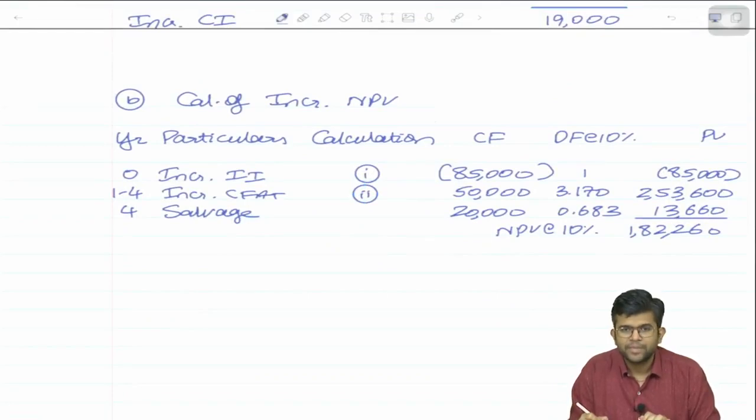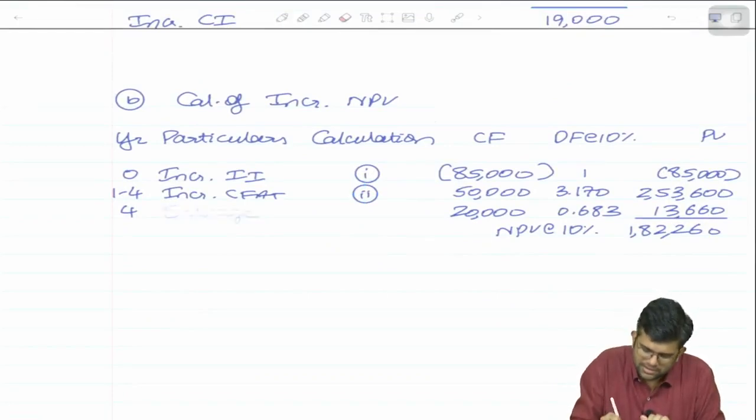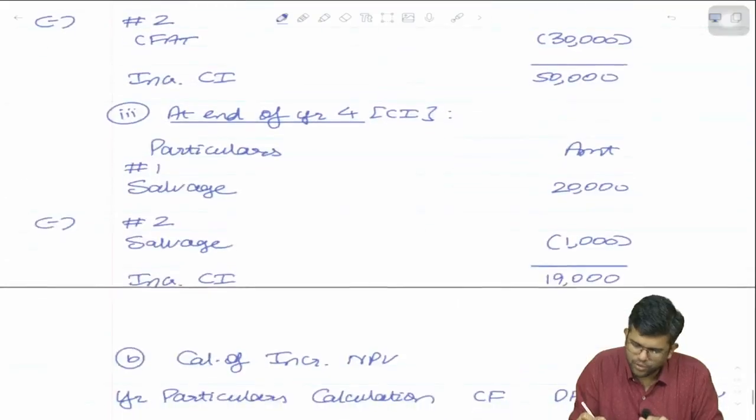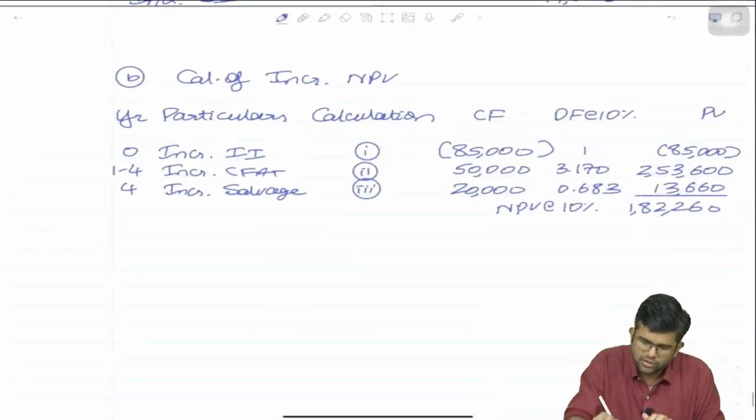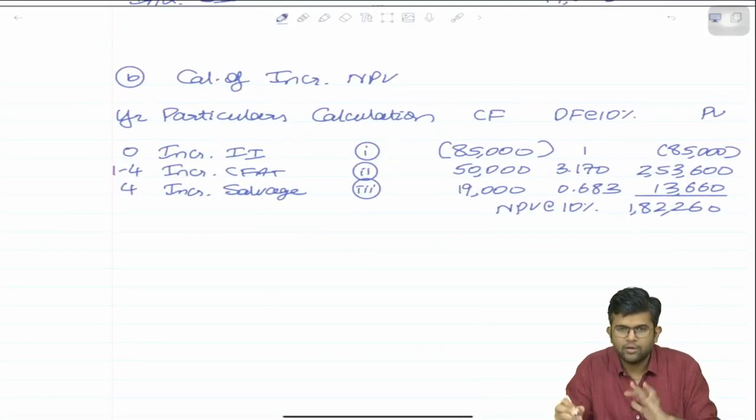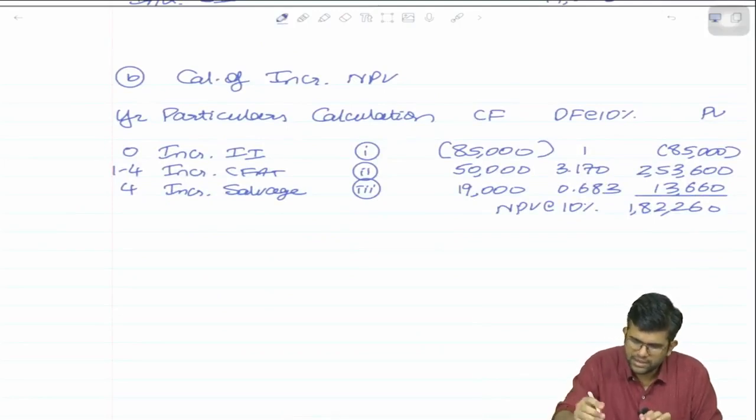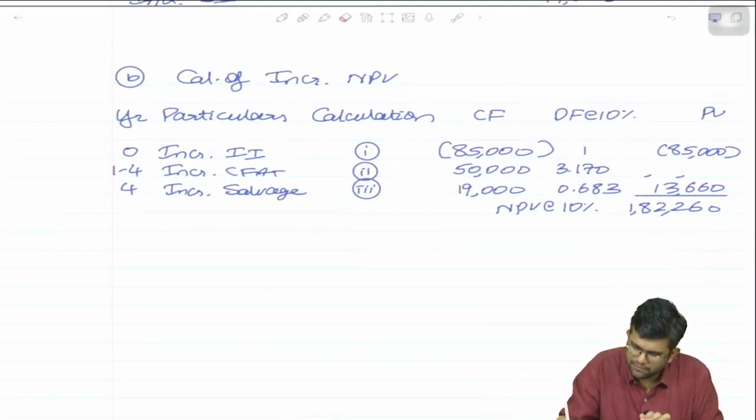Everyone clear? And then in the last year, I will be taking incremental salvage, which according to point number 3, here only we got 19,000 as the incremental salvage. So I'll write here 19,000. All clear? Now what we will do, we'll keep the discounting factors and start calculating the NPV here.